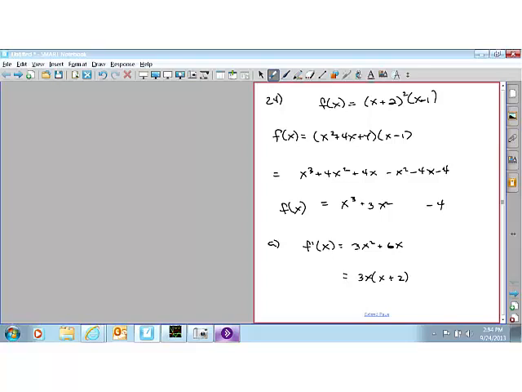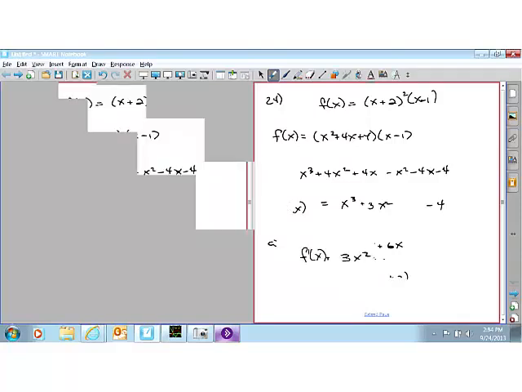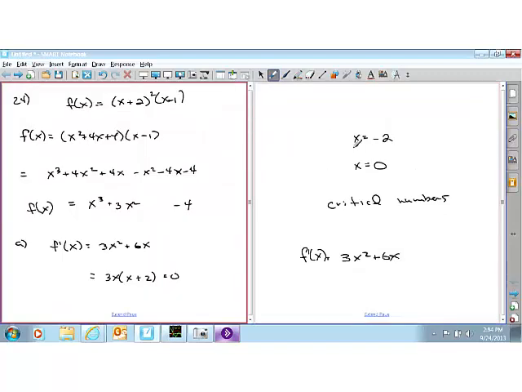To find the critical numbers, you take the derivative. So you get 3x squared plus 6x minus 0. Factor out 3x. That leaves you with x plus 2. So set that equal to 0. And so the two solutions are x equals 0 and x equals negative 2. So those are my two critical numbers. And this is, again, my first derivative.